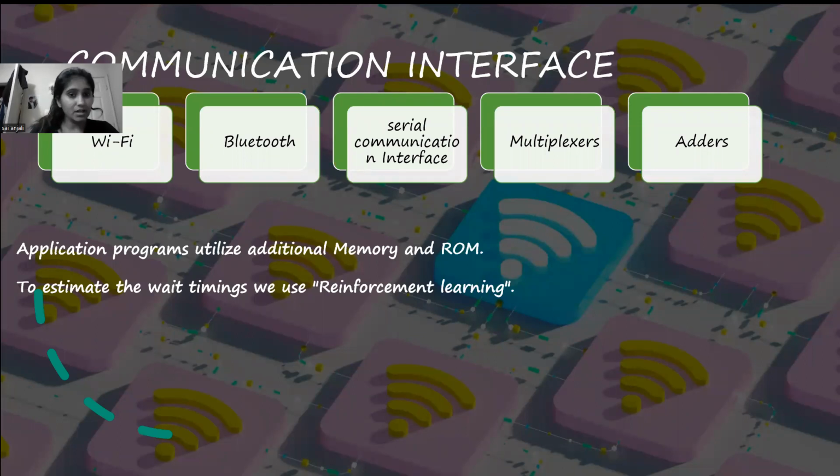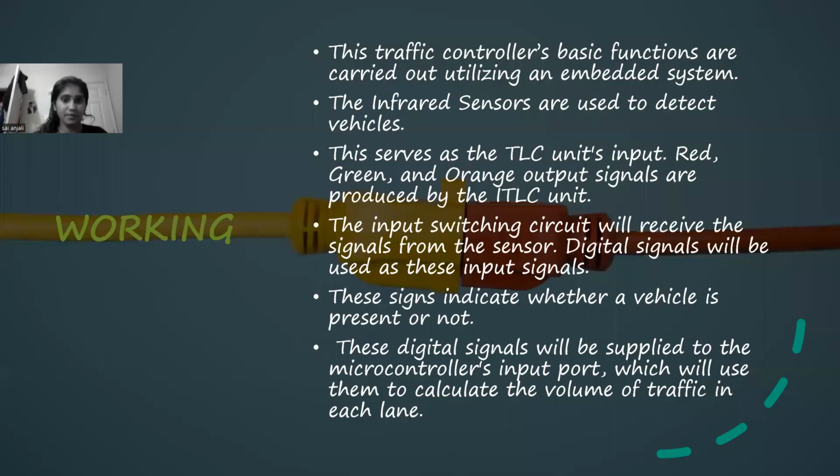Communication interface. There are different communication interfaces used in this particular embedded system, that is Wi-Fi, Bluetooth, and serial communication interface to cause the connections between the different circuits and multiplexers and adders. Application programs utilize the additional memory and ROM. To estimate the wait timings, we use reinforcement learning.